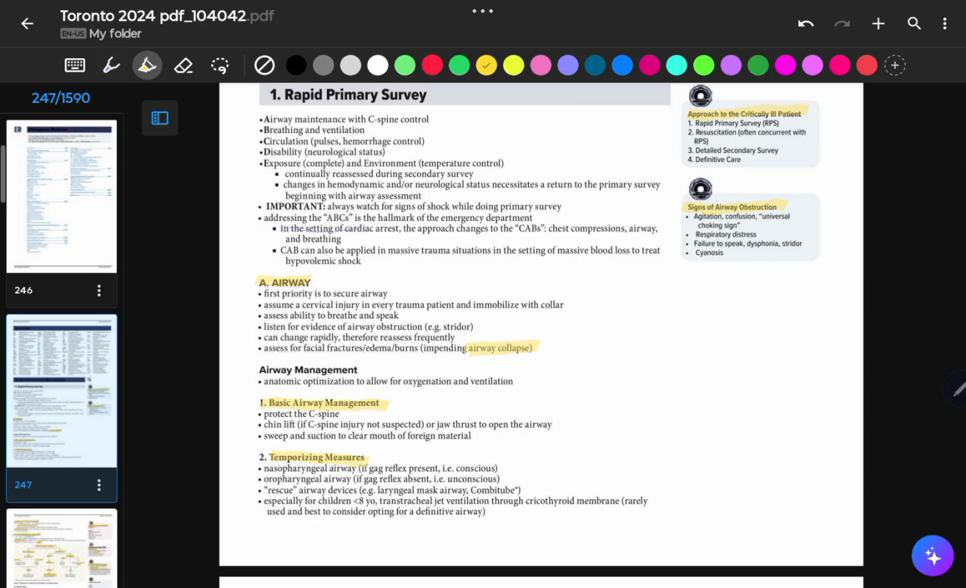in the case of a patient with cardiac arrest, what we usually use is your CAB, where you start with your chest compression. Then you give your airway and then breathing. Then in a massive trauma situation, usually when the patient has massive blood loss, to try and treat your hypovolemic shock, you're starting with circulation, you're putting in 2 IV lines up. So in that circumstance, you're starting with CAB as well.